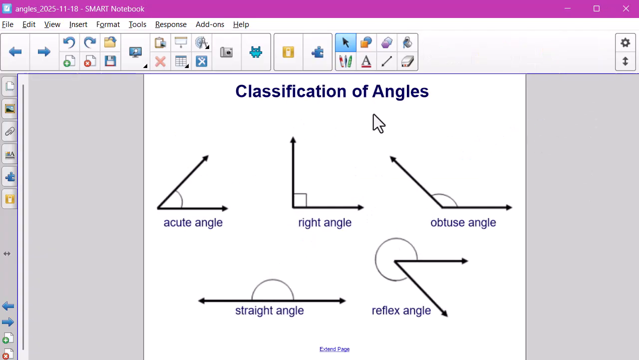So here are all of the classifications of angles. We have an acute angle when its measure is between 0 degrees and 90 degrees. We have a right angle when the measure is 90 degrees. An obtuse angle when the measure is between 90 and 180 degrees. A straight angle is an angle whose measure is exactly 180 degrees. And a reflex angle is an angle whose measure is greater than 180 degrees.